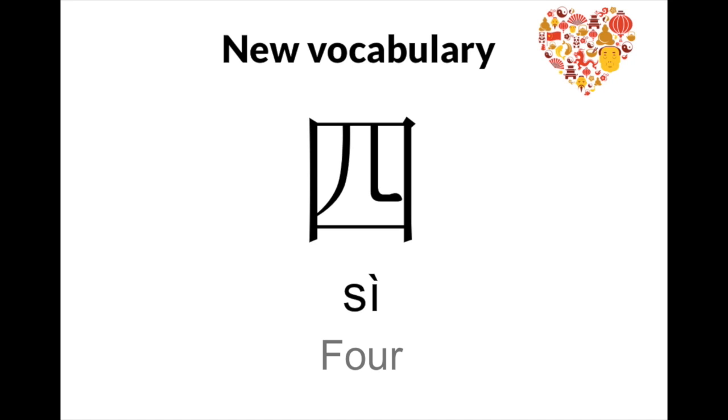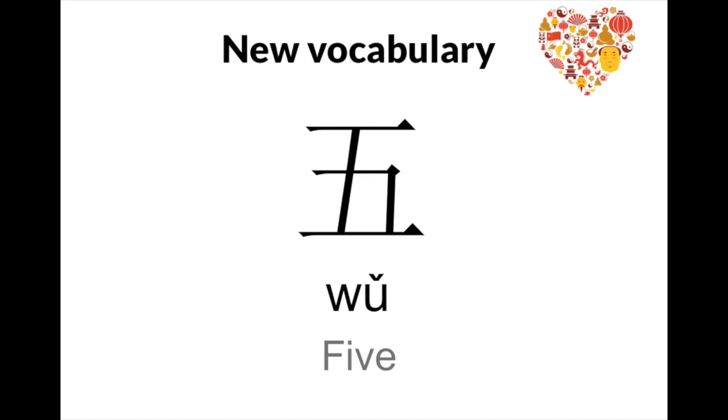Now, let's go through the rest of the numbers that we don't know. Si, fourth tone, the number 4. And I remember this by looking at the right side of the character. You can almost see the number 4 in the character. So you see the 4 here. That's how I remember it. And the next being wu, meaning 5. And the same goes for this one. You can almost see our number 5. Well, we use it in China as well, but the digit 5 in the character here, which makes it really easy to remember. So wu, third tone, 5.